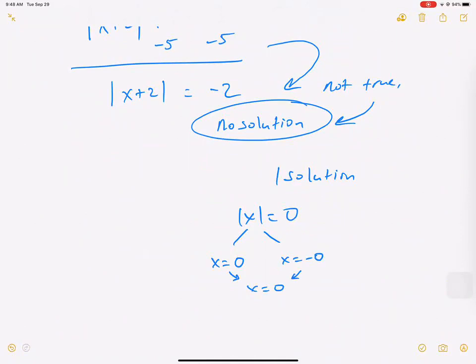Okay, so on the IXL, they will be asking you, hey, are there any solutions to this problem? Okay, so they will mix it up, not only solving, but then they'll ask you, are there any solutions, 2 solutions, 1 solution, or no solutions? Okay, and that's it.